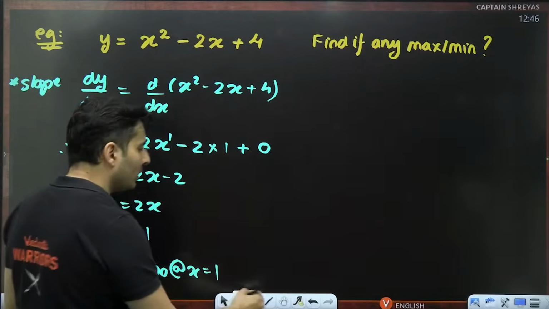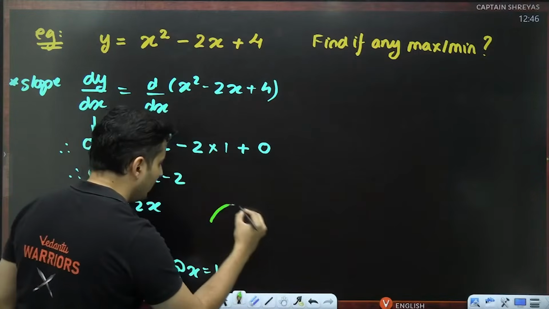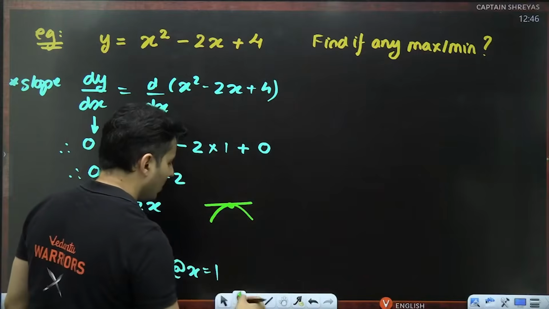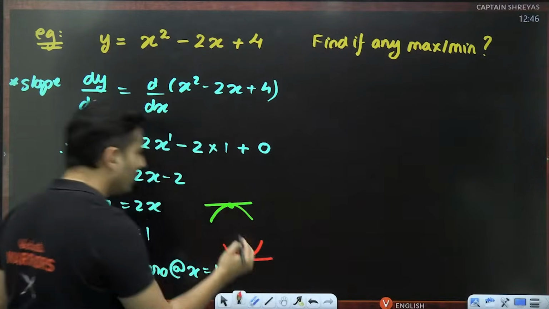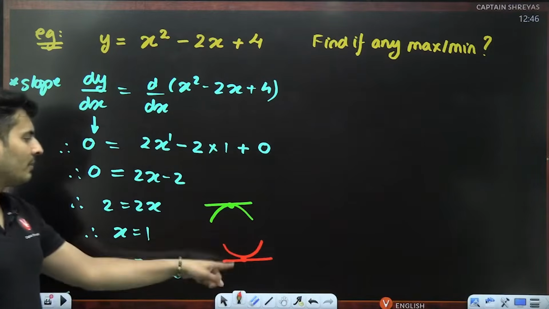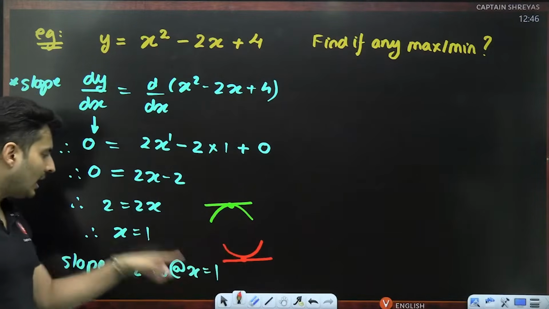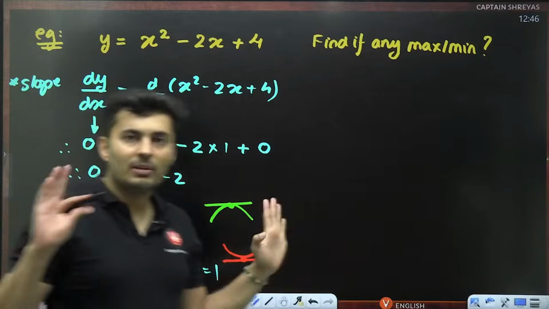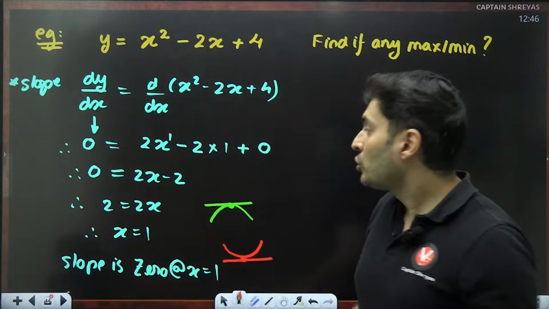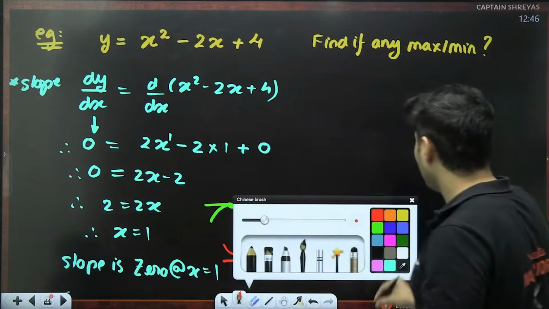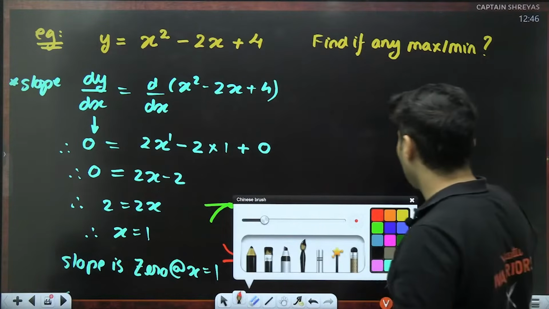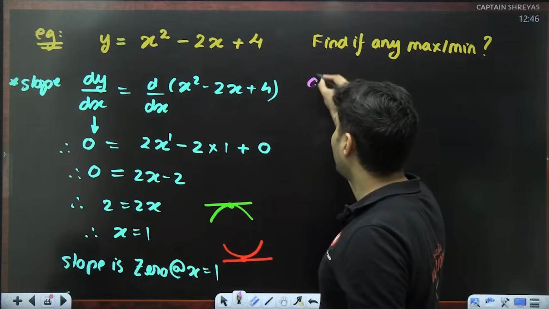It could mean both of these things. Either it is like this 0 or it is 0 like this. Now, I don't know whether it is a maxima at 1 or minima at 1. In both the cases, I know that the answer will be 0 if I find the slope. So, to decide whether it is a maxima or minima, the next step is the second derivative.